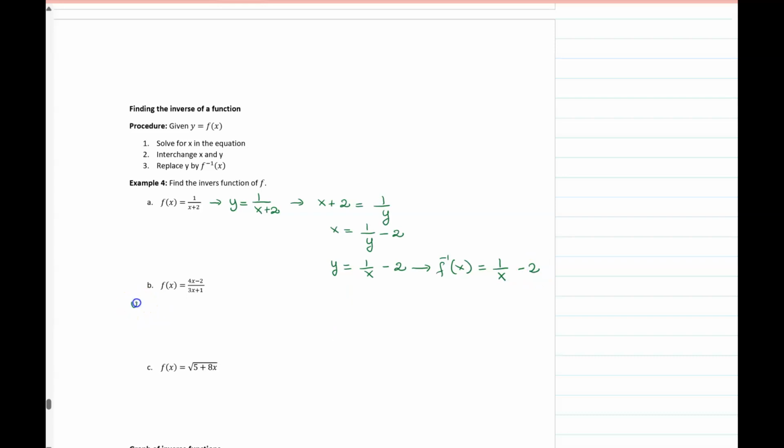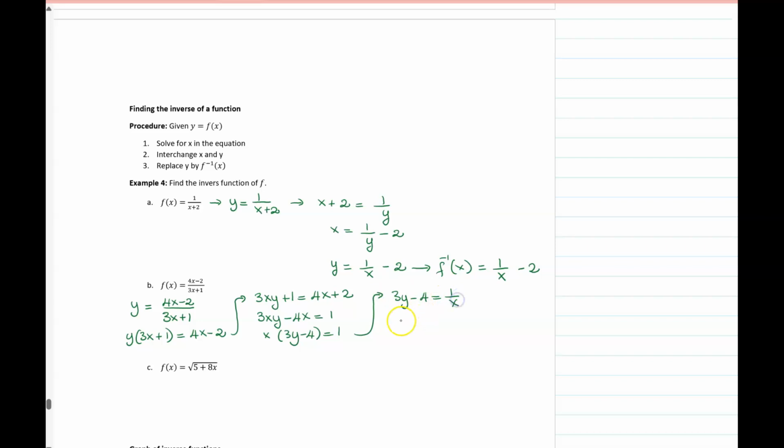Okay, let's try the next one. So then this is our inverse.